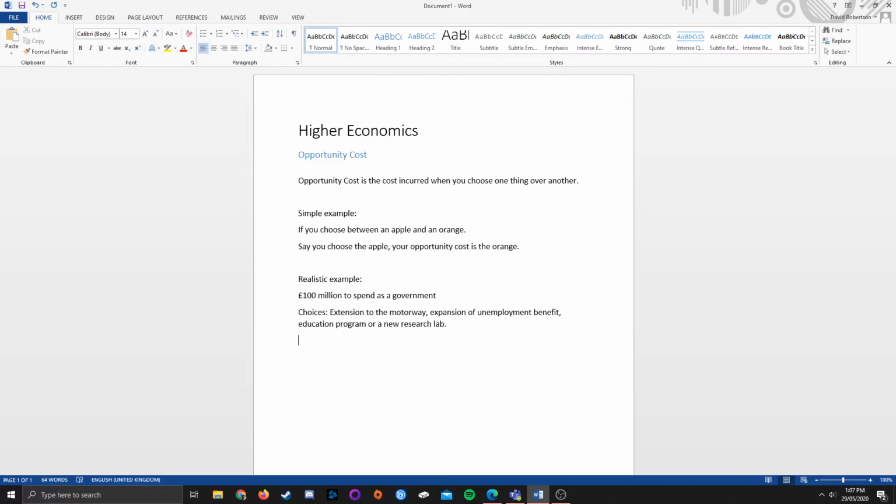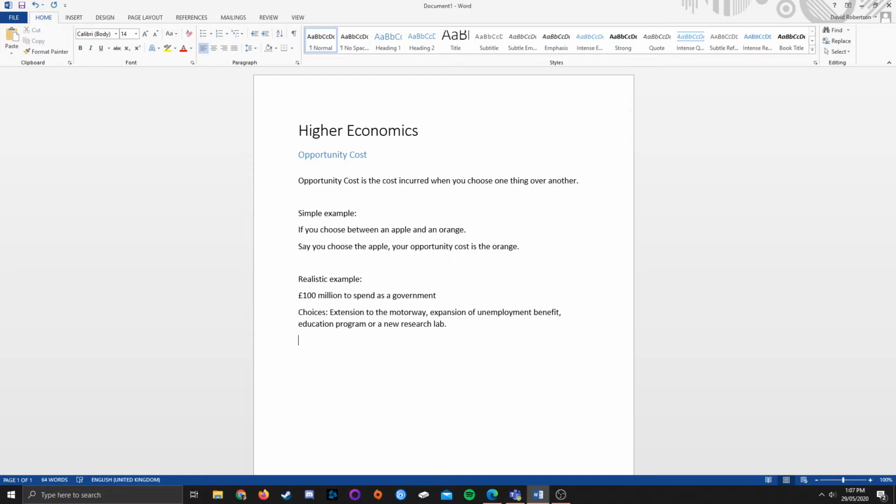So there's the motorway. There's a quick one. Expansion of unemployment benefit. If you expand unemployment benefit, the advantages are that you would see less hardship on people that are currently unemployed. You would see potentially more training programs for people that are unemployed, therefore giving them more money to then, once they get a job, they've got more money to spend on various goods, things like that.